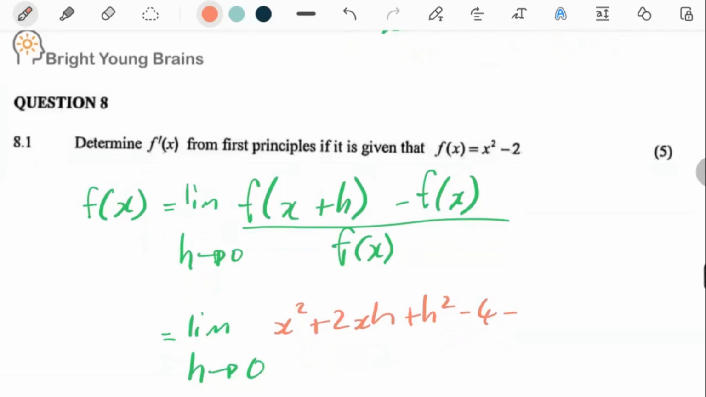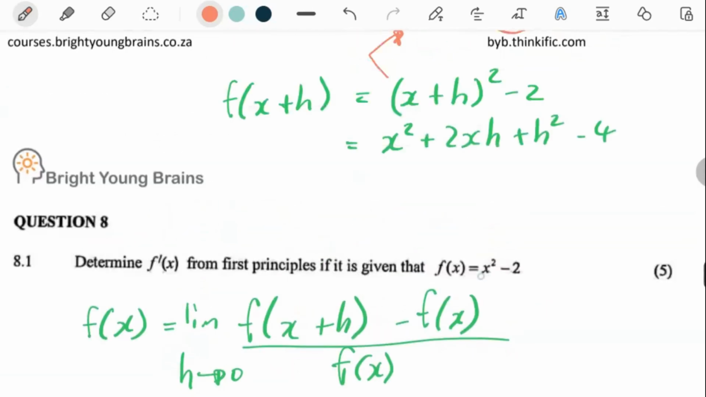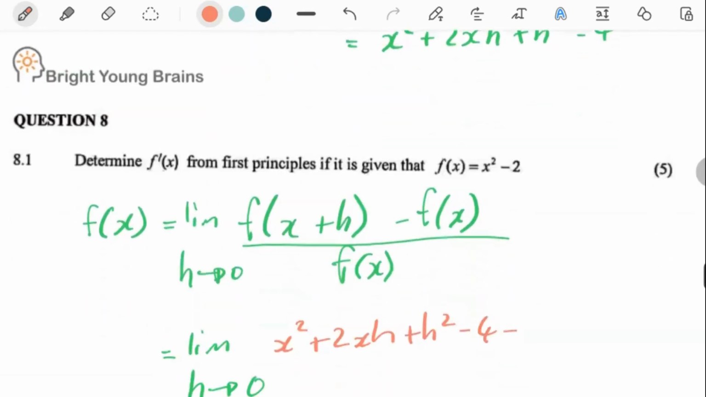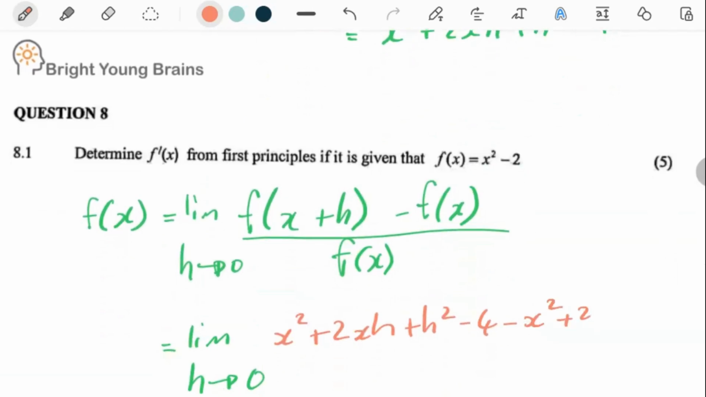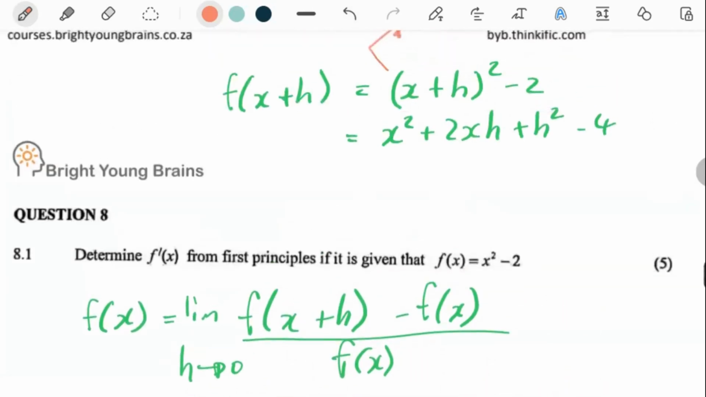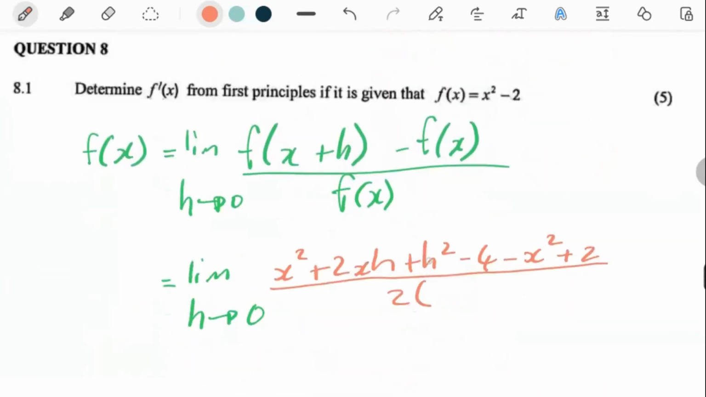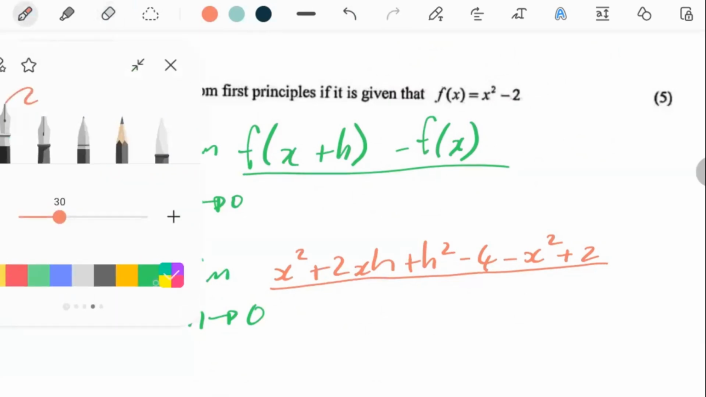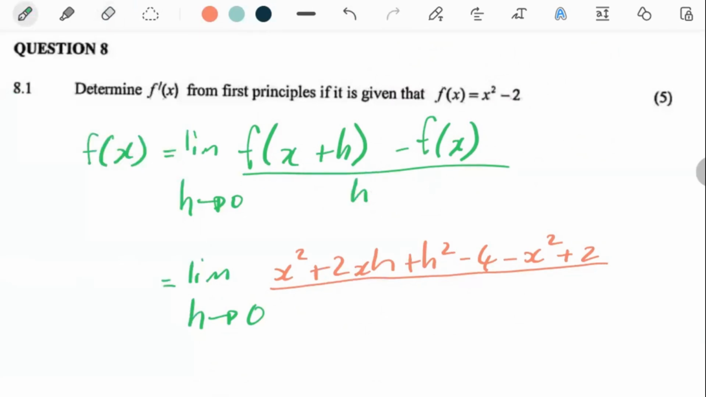And then if you subtract f of x, you have to be careful here to put x squared and then plus 2. See? And then our a value here will be 1. No. What am I doing? This is supposed to be divided by h. What did I even write down? I keep making these silly mistakes.